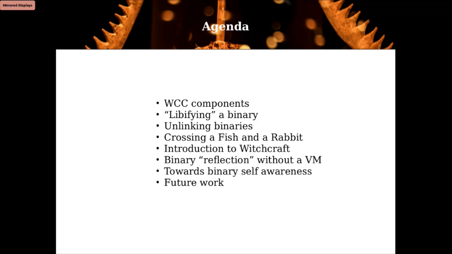Agenda. Today we're going to talk about the Witchcraft Compiler Collection. I'm going to quickly introduce what the components are. I'm going to show you how to transform a binary into a shared library. We will call this libifying. Then I will show you how to take a final binary and unlink it back to relocatable object files that can later be relinked in either a new binary or a shared library. Then I'll show you how to transform a PE file into an ELF. And then we'll do some proper witchcraft. In particular, I'll show you reflection-like capabilities, much like in Java, but without a VM, for binaries. Of course, none of this is supposed to work. So if any of you are computer science teachers, you might get a stroke. If we have doctors in the room, please monitor each other.